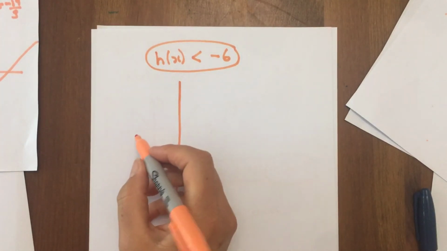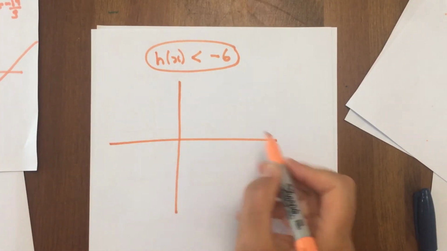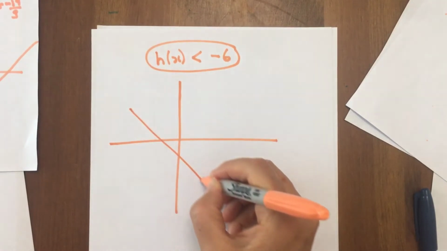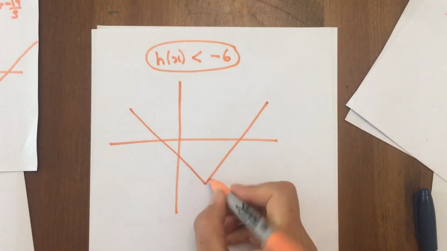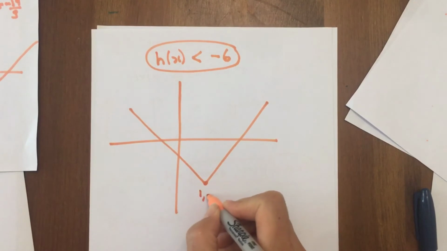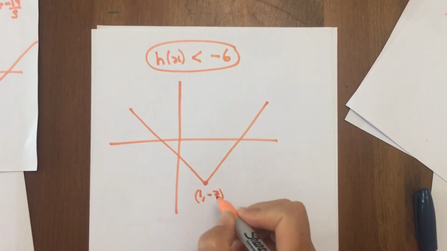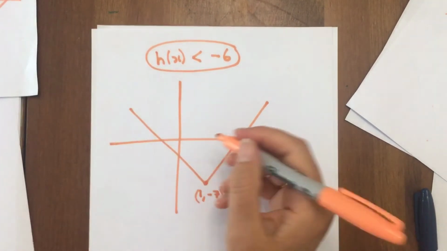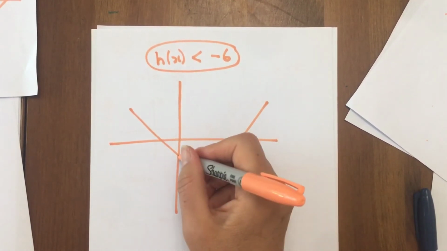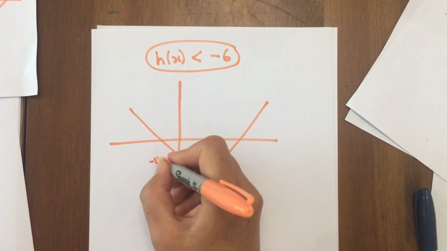So here is my sketch. Okay, just done that again. And well, negative 19 over 3 is here.